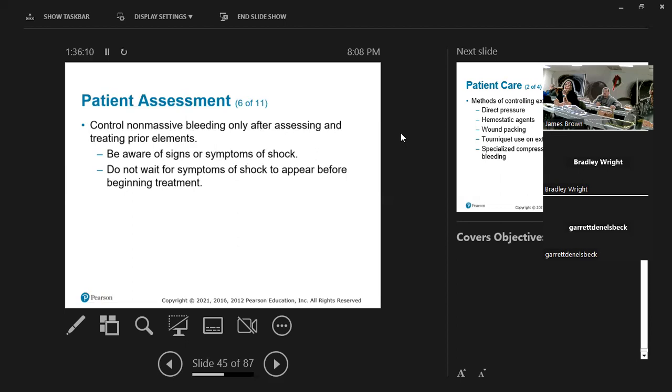Mm-hmm. Now, these are cases where you don't want to be pulling stuff out, because when you do, it opens up those blood vessels. It's kind of the same thing with packing wounds with Curlex. Understand, it's not so much the blood being absorbed by the Curlex that's stopping the bleeding. It's the pressure that the Curlex inside the wound is causing on the veins or whatever the bleed is. And that's what's shunting off the blood flow.